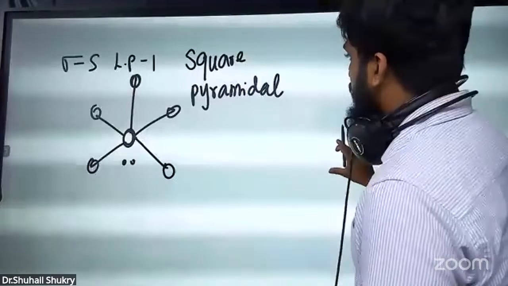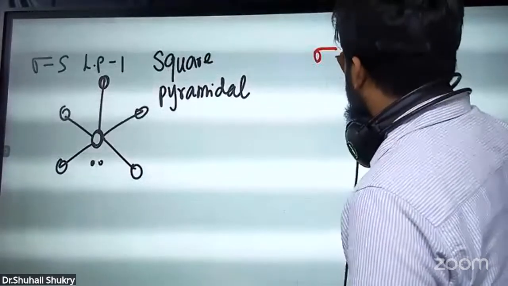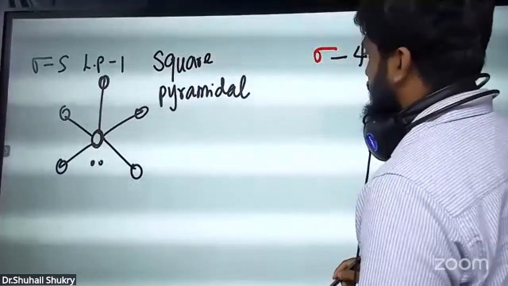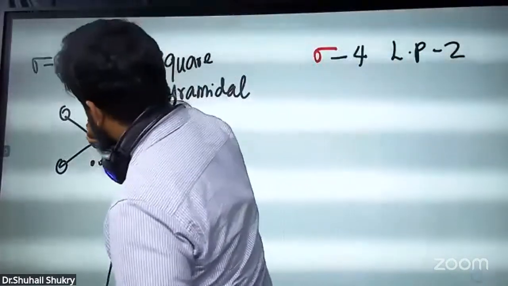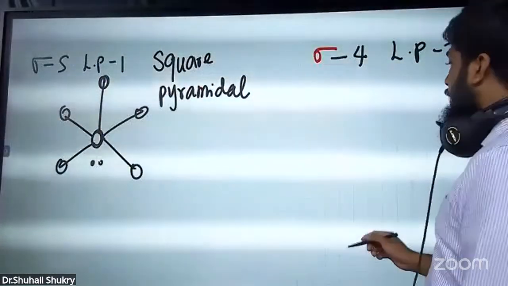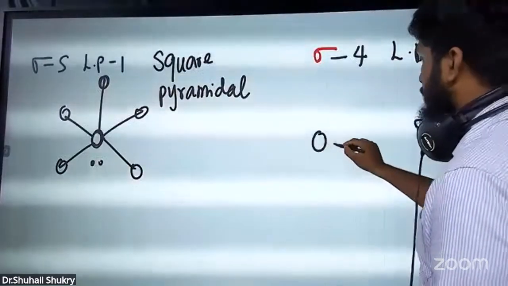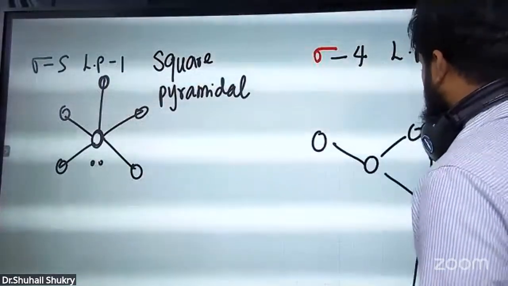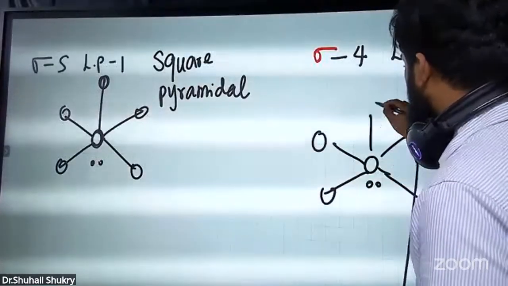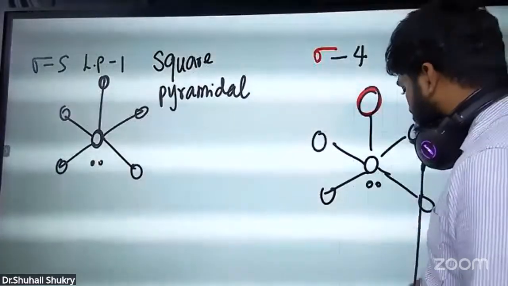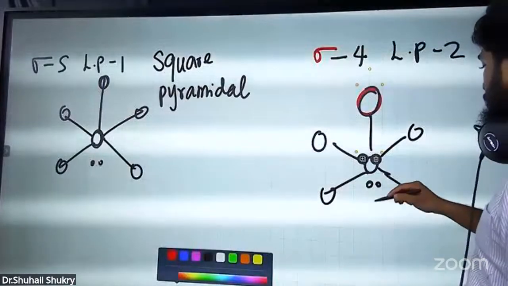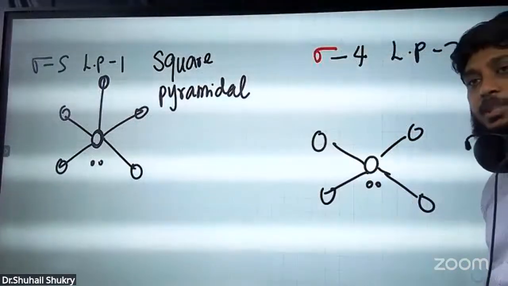So then what are we going to do? We are going to remove one more. If I remove one more, sigma will be how much, guys? 4. Lone pair will be 2. So next, I'm going to remove this one. I'll remove this, like this. Okay, already this is removed. Now I'm going to remove this. When I remove this, what will happen? Removed.